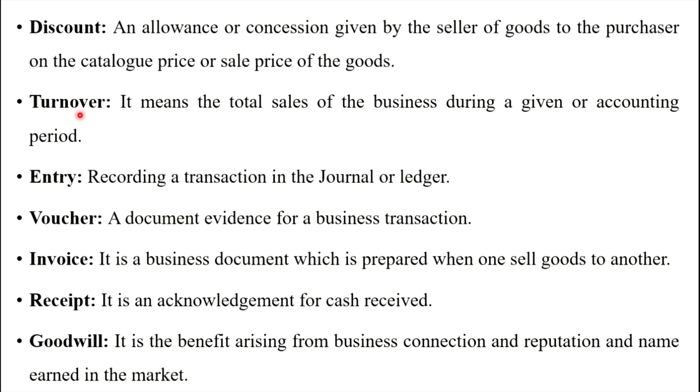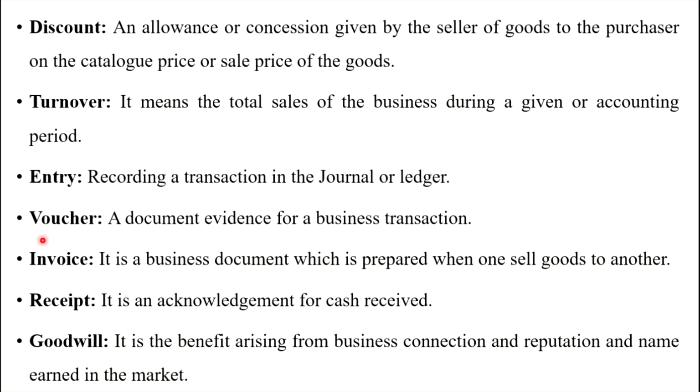Then turnover. Turnover means the total sale of the business during a given or accounting period. That is called as a turnover. Then entry. Entry is recording a transaction in a journal or ledger. When any transaction occurs, first of all they are recorded. That recording we call as an entry. Recording a transaction in a journal or ledger. Journal or ledgers are the books of account.